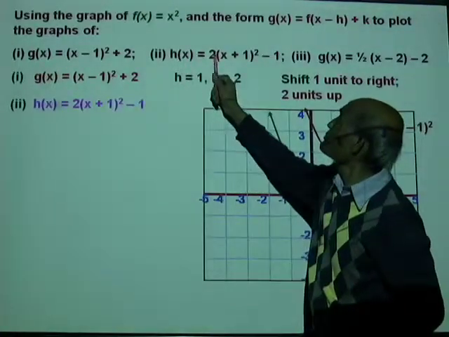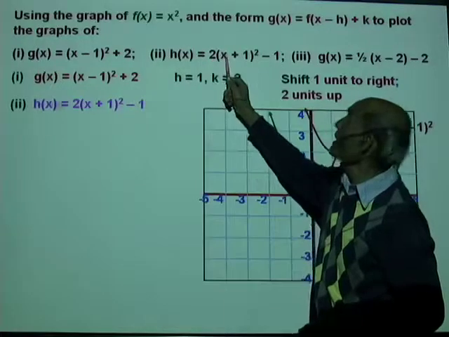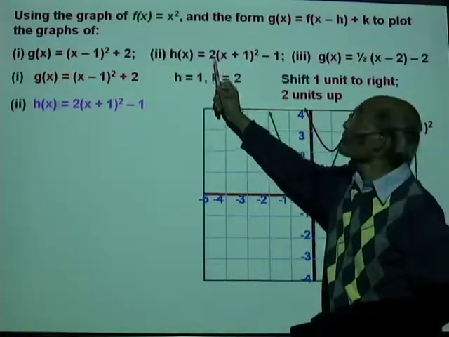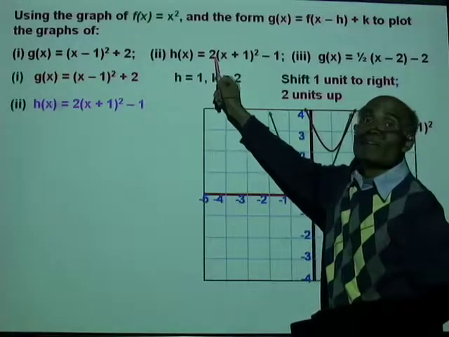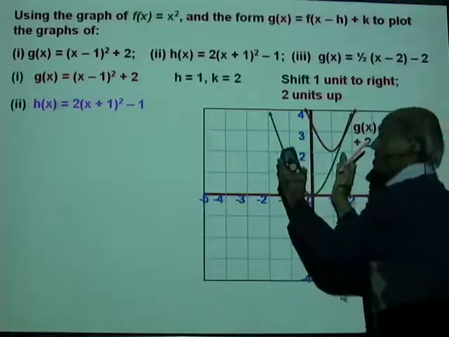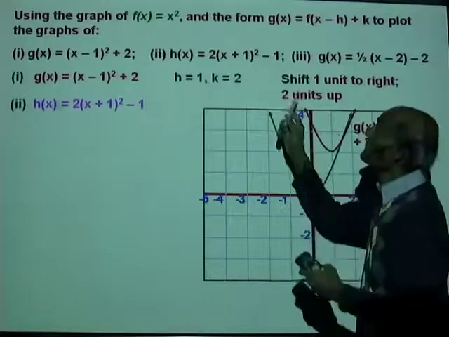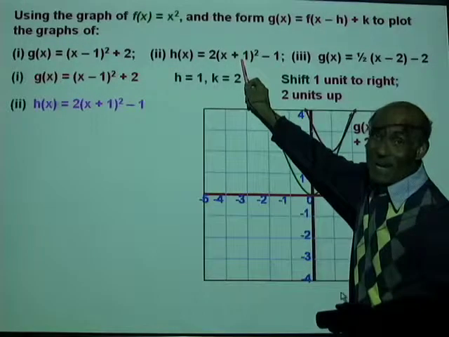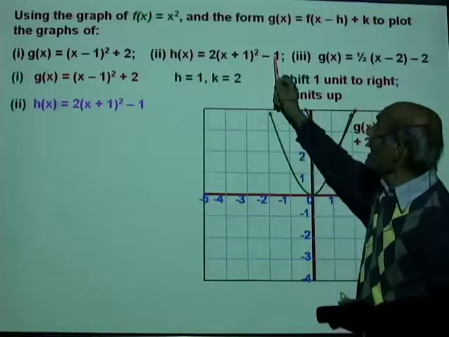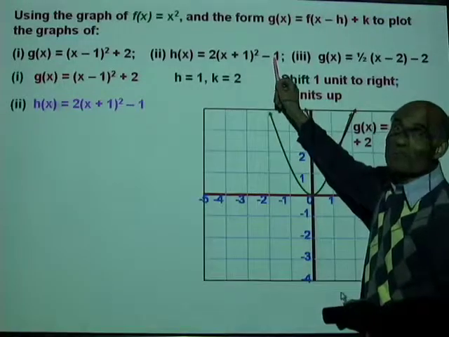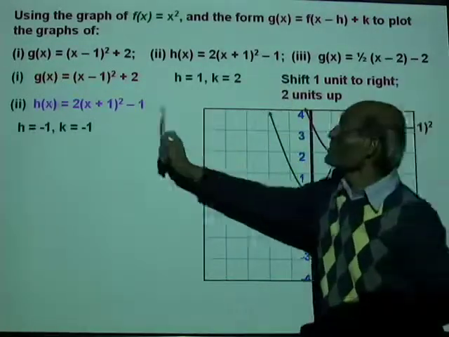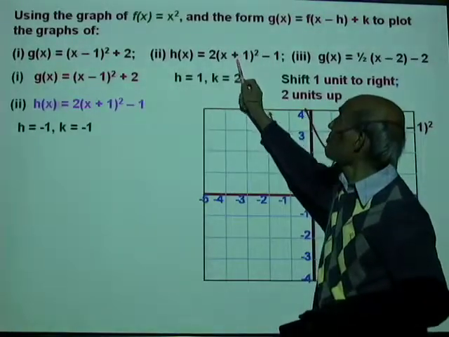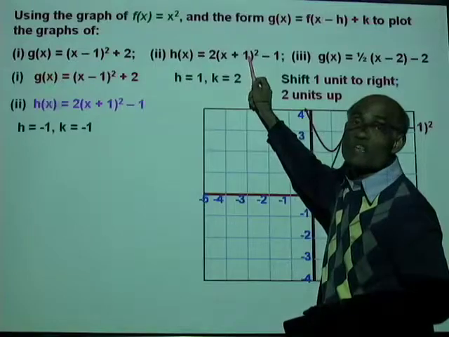Okay, how about the next one? h(x) = 2(x + 1)² - 1. Now what does this 2 do? That 2 will make the graph narrower. Shift 1 unit to the left, h is negative 1, and 1 unit down. Alright, so you got h equal to negative 1. See, when that sign is positive, your h is negative.